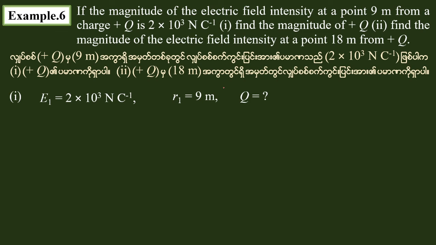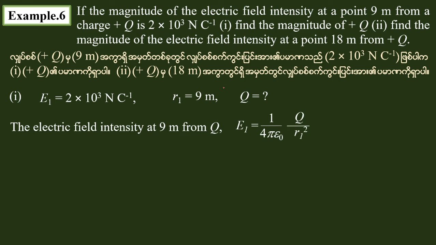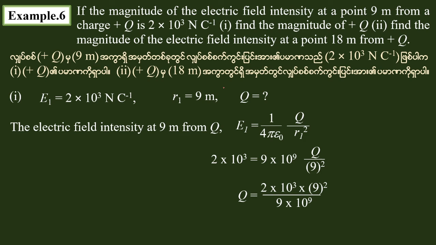Looking at number 1, the electric field intensity at 9 meter from capital Q is E1, which equals 1 divided by 4 pi epsilon naught times Q divided by R1 squared. Rearranging, Q is equal to 2 into 10 to the power 3 into 9 squared divided by 9 into 10 to the power 9. So Q is 18 into 10 to the power minus 6, which is 18 micro coulomb.